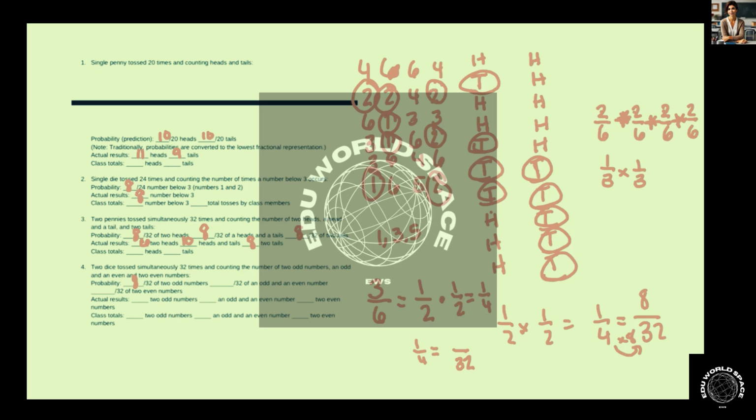And then you have the same probability of an odd number and then an even number. So that would be 8 out of 32 and 8 out of 32. And then my actual results, when I actually did this, I got 7 out of 32. For an odd and an even number, I got 11 out of 32. And for 2 even numbers, I got 6 out of 32.